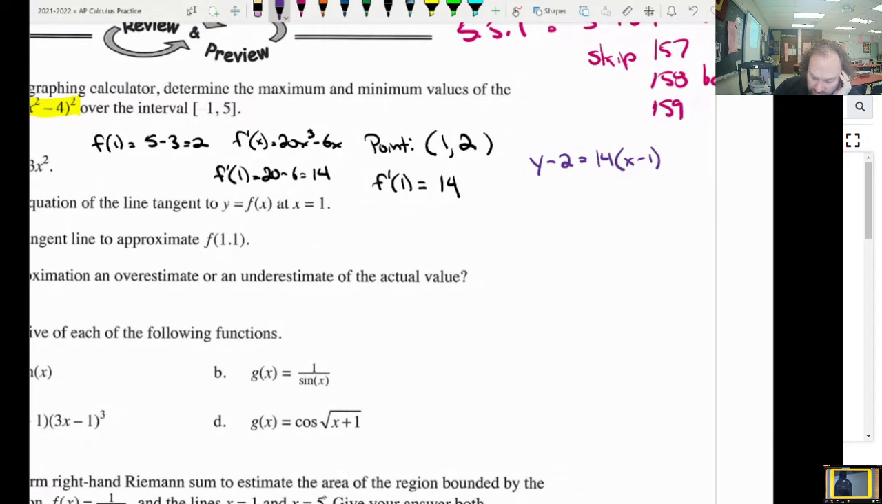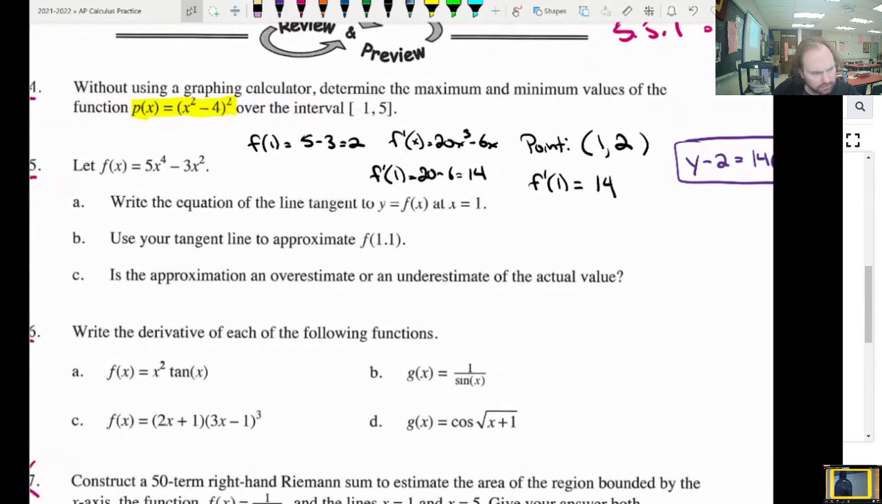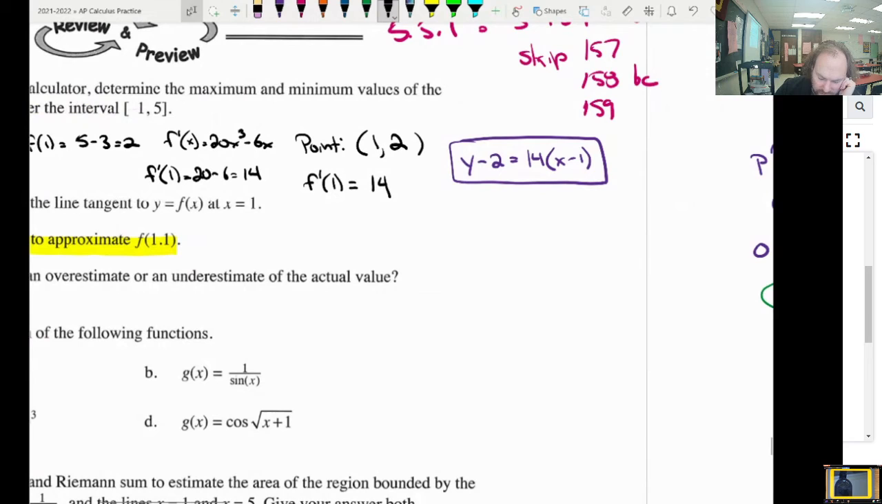Now, this is the answer to part A. That answer will work just fine. Now, we could go further and make that into y equals form, but we don't need to do any of that. So, actually, no, it might help because I think in part B, we have to use our tangent line to approximate what f of 1.1 would be. So maybe we should just take this right now and move it into slope-intercept form. y minus 2 is equal to 14x minus 14. So y is going to equal 14x minus 12. Like that. Just moving some numbers around.